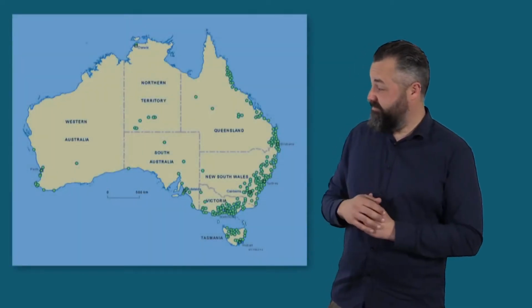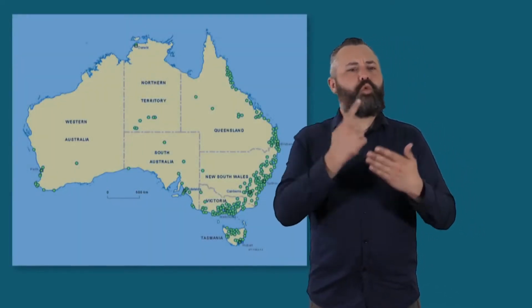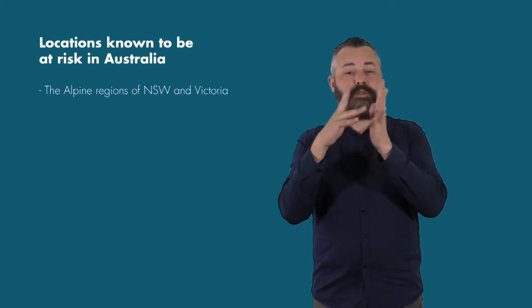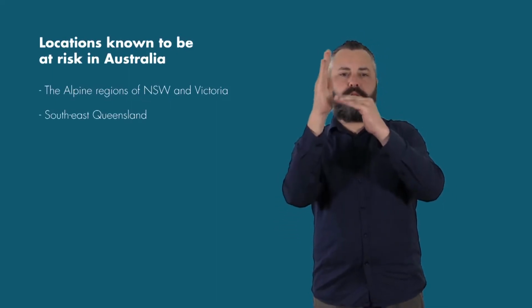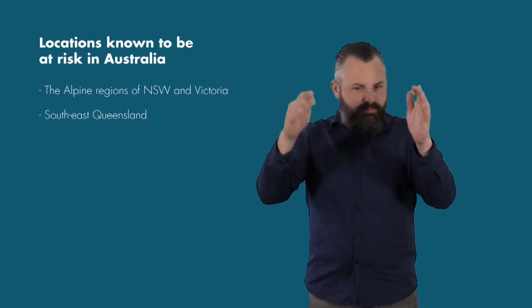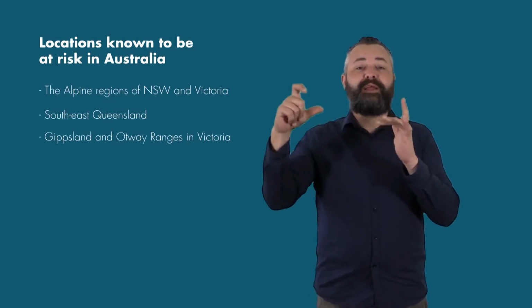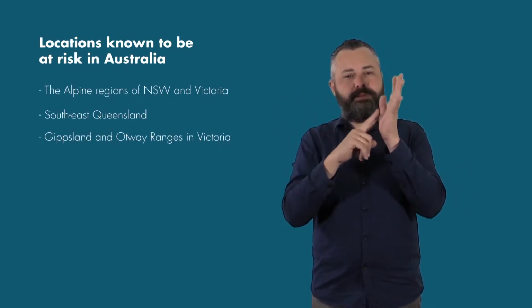Where can landslides occur? Every state and territory is at risk from landslides. Types of locations known to be at risk from landslides in Australia include 1. The alpine regions of New South Wales and Victoria. 2. Southeast Queensland. 3. Gippsland and Otway Ranges in Victoria.